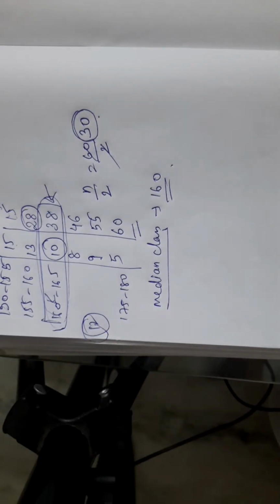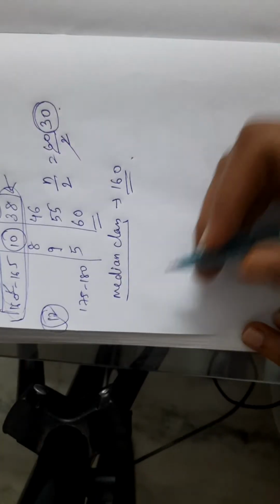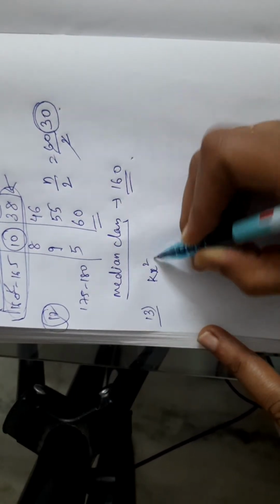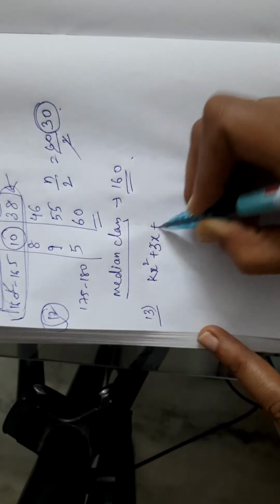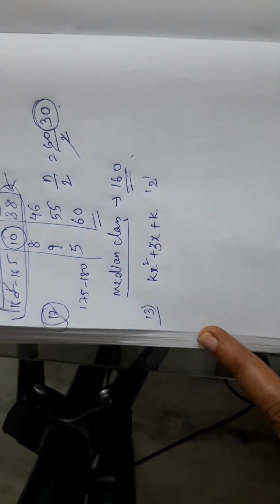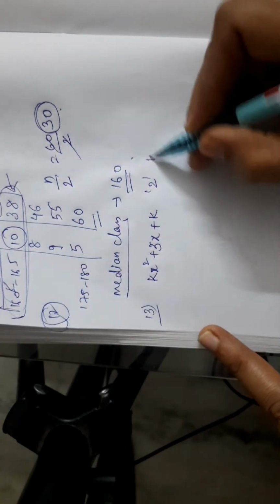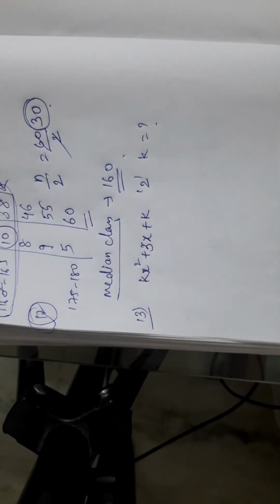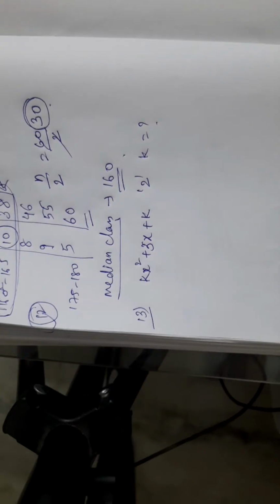Now the next question: if one zero of the quadratic polynomial is 2. So I'll be waiting for you. Solve it on your own. Kx square plus 3x plus k. One of the zeros is 2. Then find the value of k. You need to find k. Do it on your own. Say it fast. Kx square plus 3x plus k is given. We need to find k.